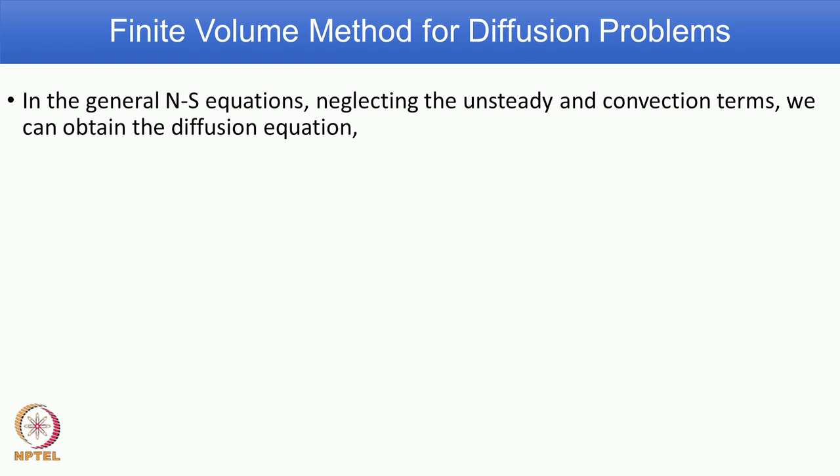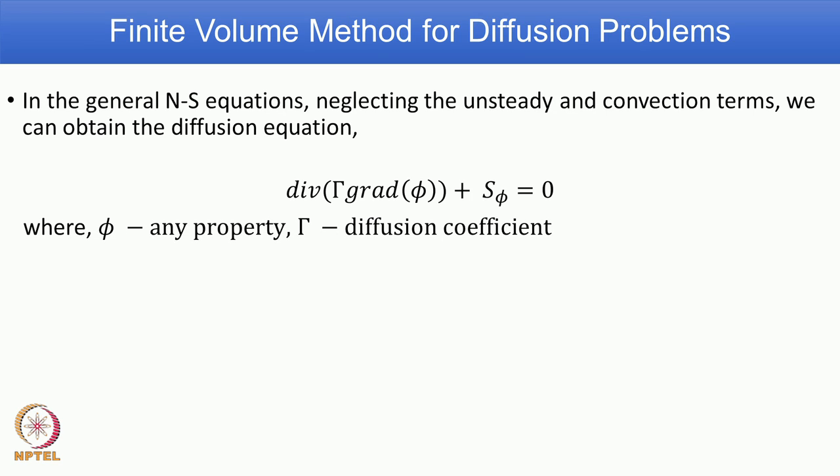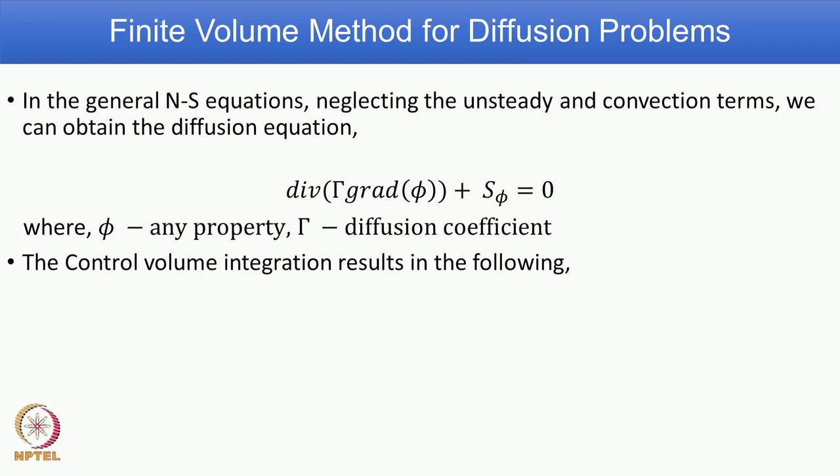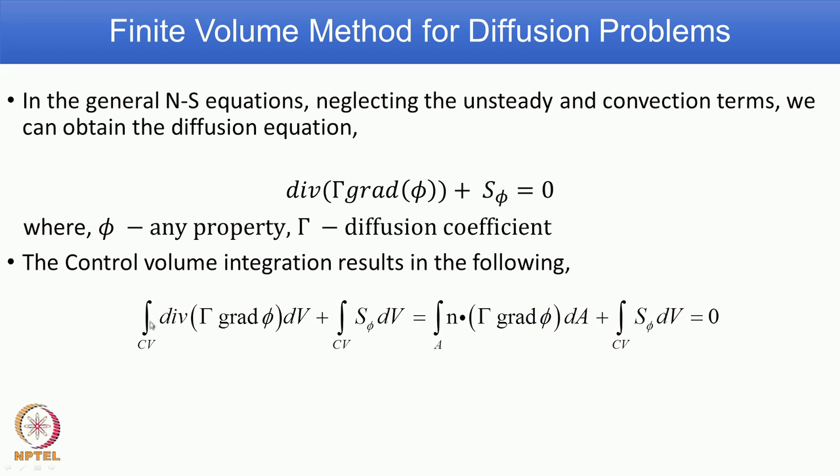In general, in the Navier-Stokes equation, if you neglect the unsteady term and the convection term, then we obtain the diffusion equation, and that is given here as divergence of gamma gradient of phi plus source term equal to 0. This gamma is a diffusion coefficient depending on the equation. Suppose it is a temperature equation, then this diffusion coefficient corresponds to the temperature equation, and phi is any property. The control volume integration of this equation results in integration over the control volume of divergence of gamma grad phi dV plus integration over the control volume of the source term dV equal to 0, and here we are converting the volume integral to a surface integral, and that is what you are seeing on the right hand side.